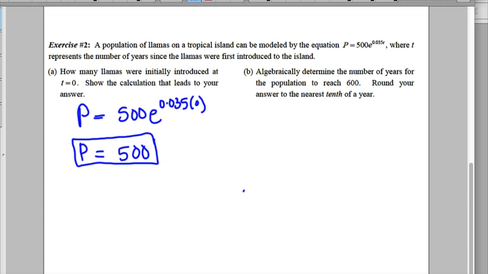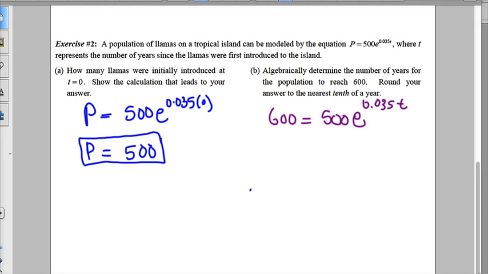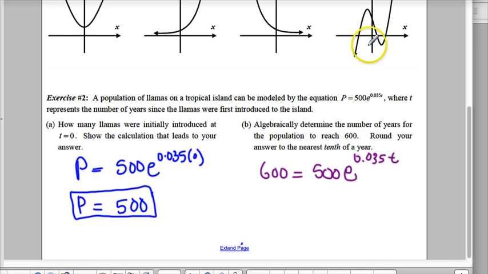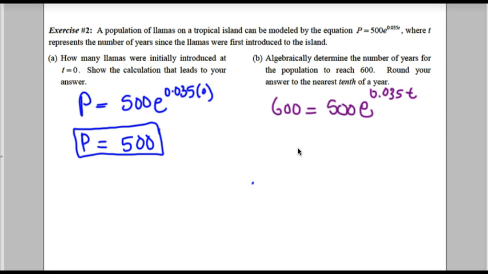Now it says, algebraically determine the number of years for the population to reach 600, rounded to the nearest tenth of a year. So I know I want my answer to be 600, and I know this is the formula it's modeled by, 500 e to the 0.035t. So basically what I need to do is solve for t. Since I want to solve for t, what am I going to try to do? I'm going to try to get e by itself. So here I'm going to divide both sides by 500 because my goal is to get e by itself.